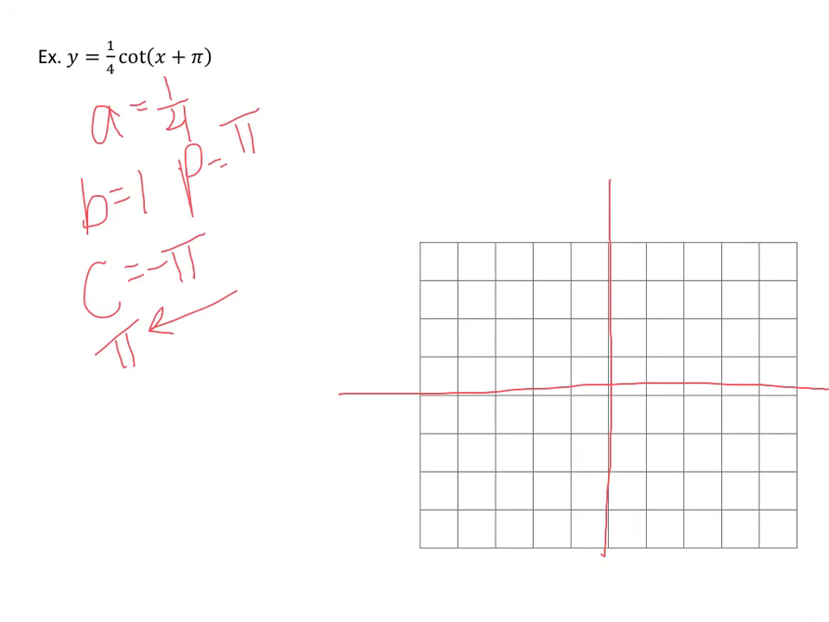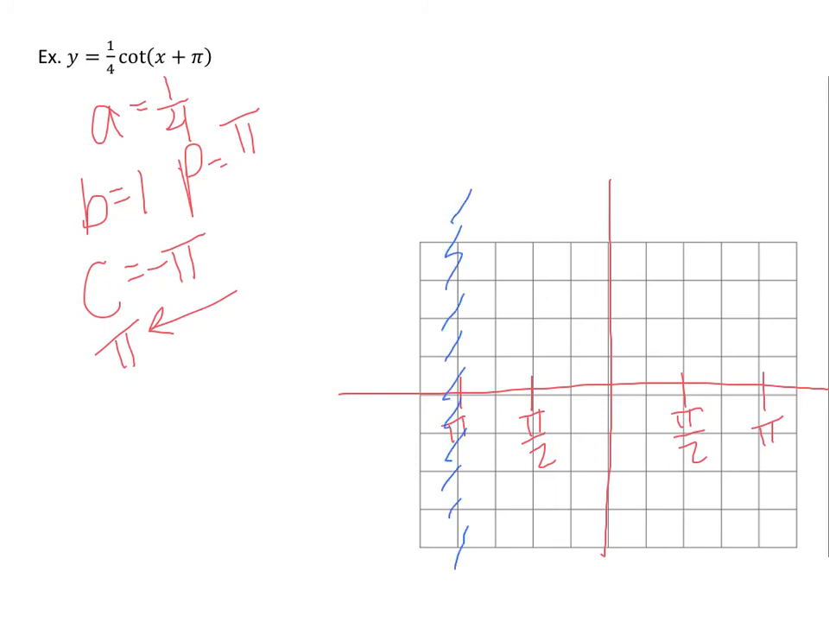Okay, tangent or cotangent, normally the asymptote would be on 0. But since we've got to move it left pi, I'm going to go ahead and move my asymptote left pi. I'm going to label these in quarters, so there's pi over 2 and pi. So instead of being on 0, I'm going to push it over left to pi. Period is pi, so in between my asymptotes I need to have a full distance of pi. So I end up still with an asymptote on 0. And again at pi.